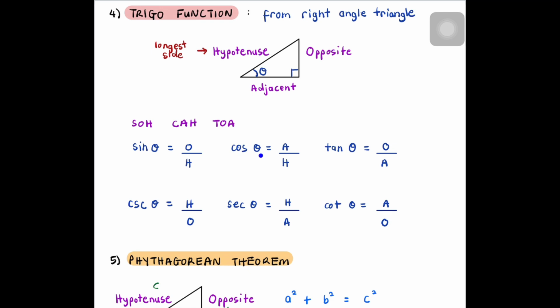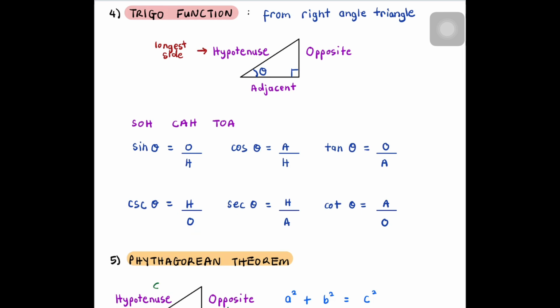Cos theta, how can you find the cos theta value? Adjacent over hypotenuse. Tangent theta is opposite over adjacent side. Okay, and then what happened to cosecant? You know that cosecant is 1 over sine. So just switch this one. 1 over opposite over hypotenuse. So you will switch your numerator and denominator. So this one will be H over O.